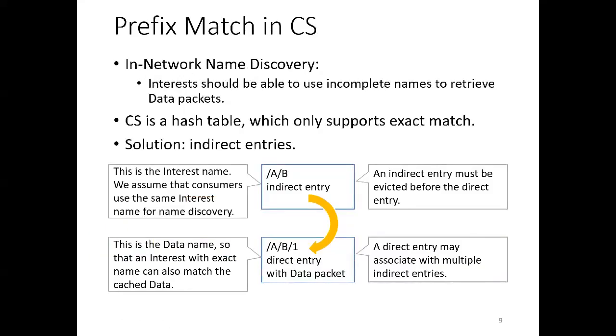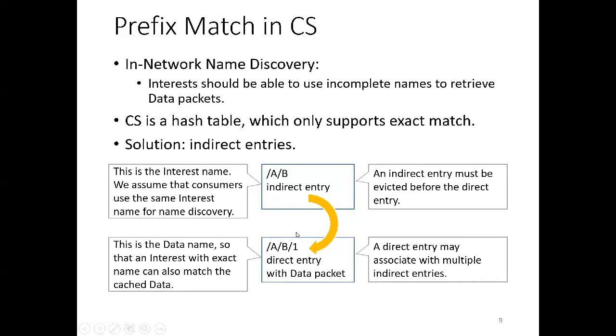Then we go to the content store. The content store is a hash table, but in NDN we have to support prefix match. One of the NDN design principles is in-network name discovery. The interest should be able to use incomplete names to retrieve data packets, but the hash table only supports exact match. It doesn't support prefix match. So our solution is introducing indirect entries. Here is an example. Suppose I send the interest /A/B, but the data that comes back is called /A/B/1.